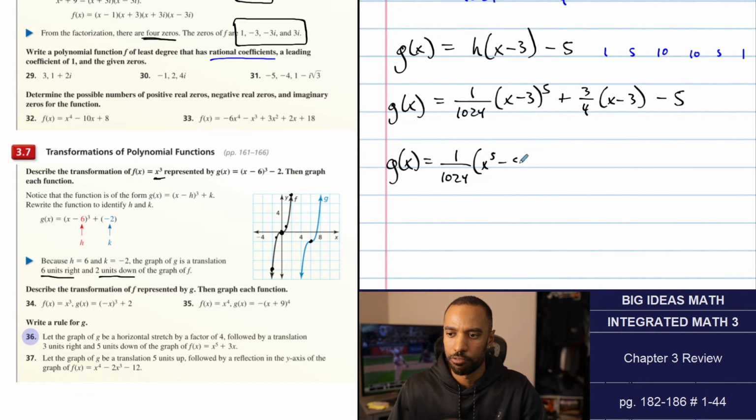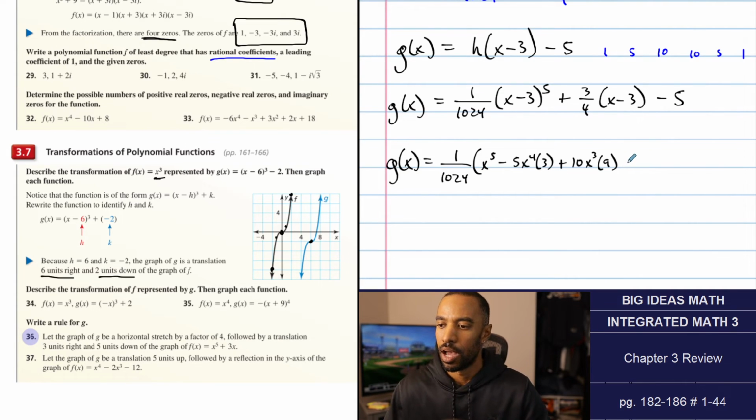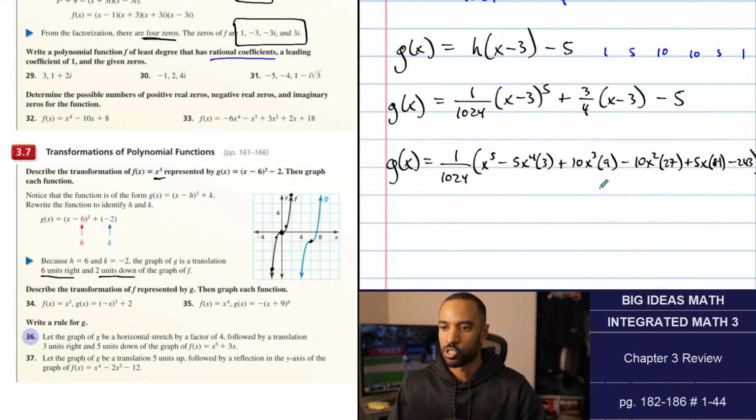So minus 5 times x to the 4th times 3 to the 1st, plus 10 times x to the 3rd times 3 squared, I'll just write that as 9. I'm going to write fewer steps if I can. Minus 10 times x squared times 3 cubed, plus 5 times x times 3 to the 4th, minus 3 to the 5th. That's 243. Now there's still this plus 3/4 x cubed, times 3/4 x minus 9/4. I'm distributing that already. And then minus 5.